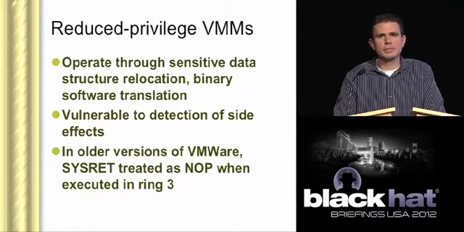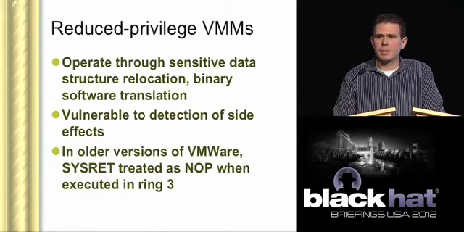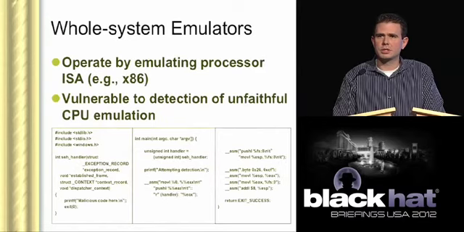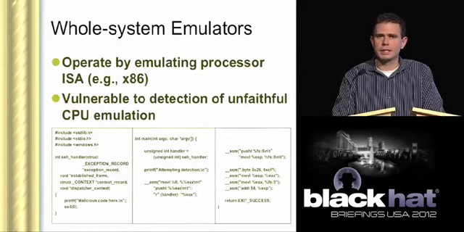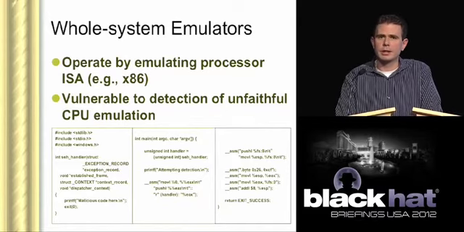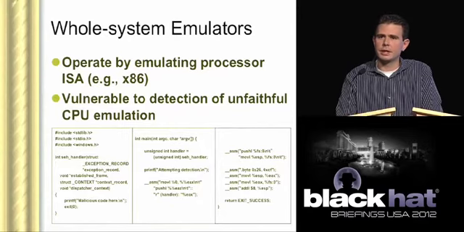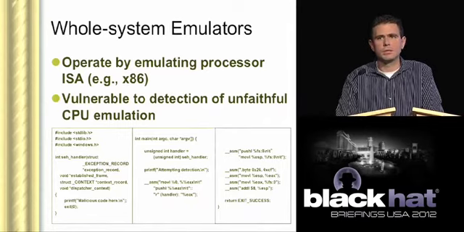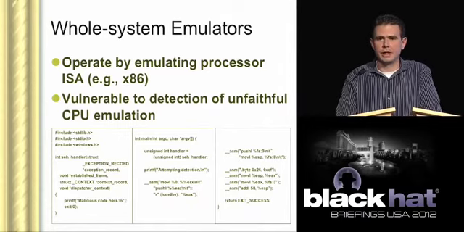Simultaneously, some people decided to get outside of the guest by modifying existing whole system emulators. And a whole system emulator, like QEMU, ultimately has the responsibility of emulating the full ISA of an x86 processor, which is a very complex piece of hardware. And the problem is that there are corner cases where emulation is not correct. And you can leverage the difference to identify instances of what are basically unfaithful CPU emulation.